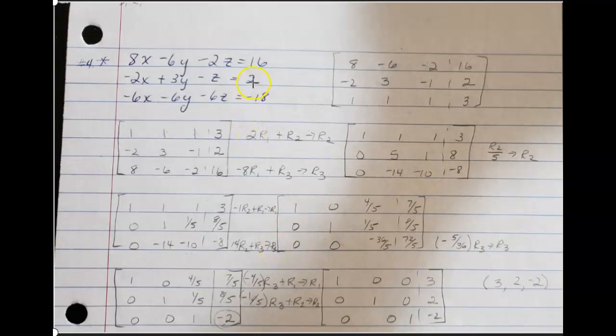And again, this is called row reduction. This is called row echelon. This is called Gauss elimination. This is called Gauss-Jordan elimination. And there are lots of videos out there that show you how to do these again and walk you through the examples.